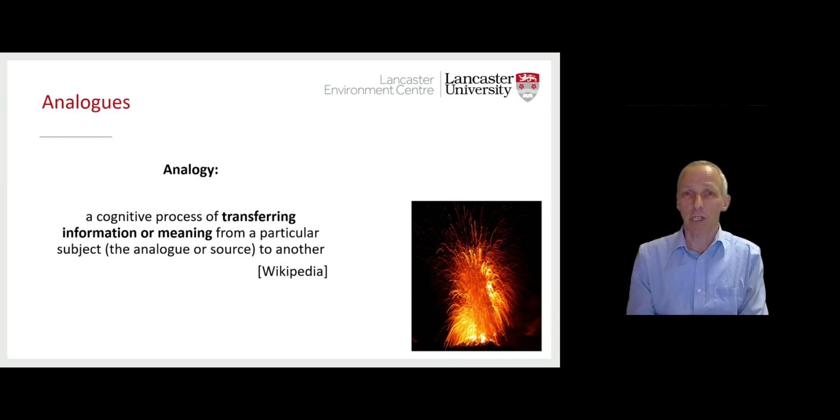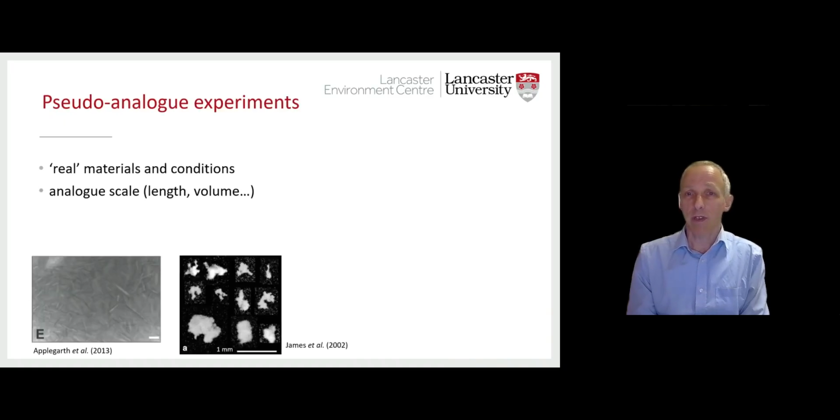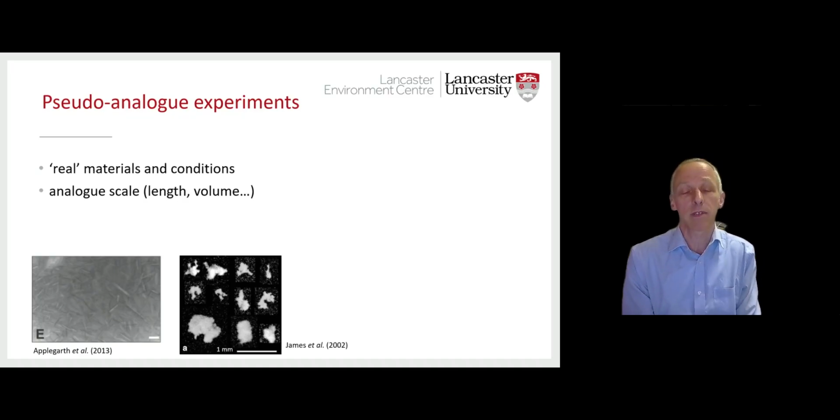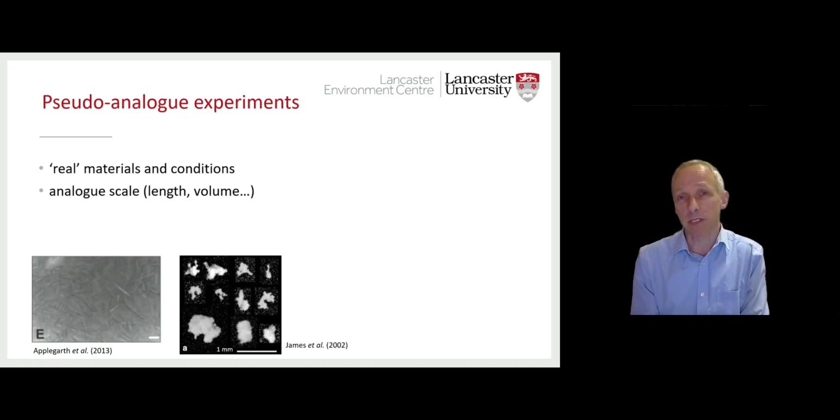And in volcanology, we can broadly classify analogue experimental approaches into two different types. Firstly, we can consider some experiments as pseudo-analogue experiments. This is where we might be using real volcanic materials and some volcanic conditions, for example a basaltic melt at magmatic temperatures, but over small analogue spatial scales that are feasible to achieve in a laboratory.